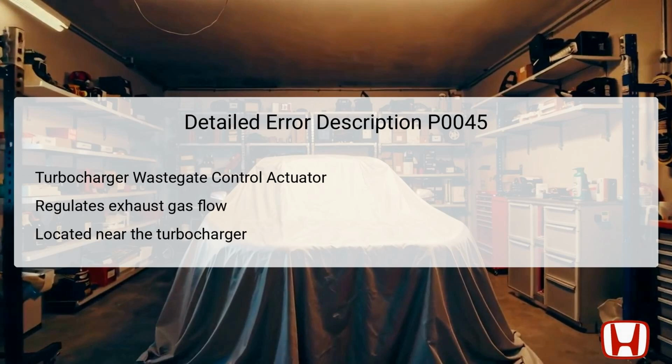Typically, this actuator is situated near the turbocharger assembly, under the hood. If the actuator circuit is faulty, it can lead to symptoms such as reduced engine efficiency or failing to provide adequate power. The malfunction might be due to issues in the wiring, connectors, or even the actuator's internal components themselves. Understanding the position and function of the actuator is key to diagnosing further issues.